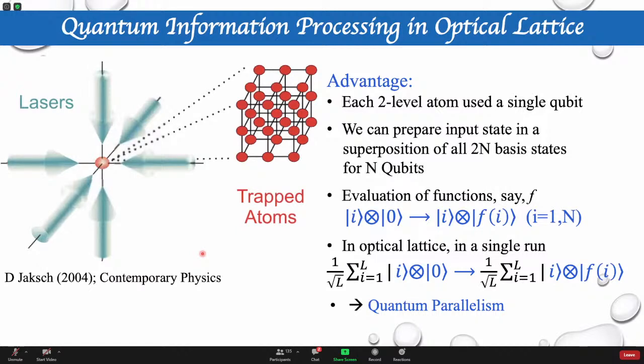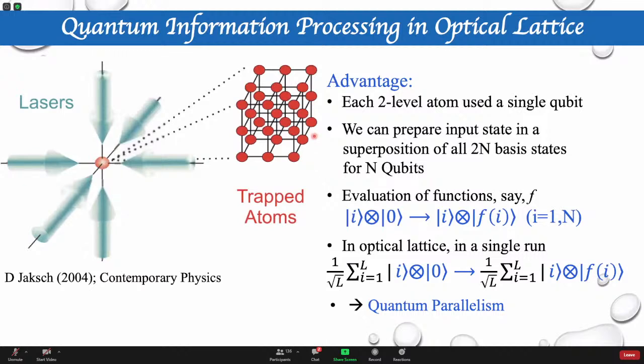People would like to make the quantum gate for many qubits. That's the advantage, because if you can exploit many atoms together, you will have some advantage like quantum parallelism. And that is possible in the case of quantum optics.